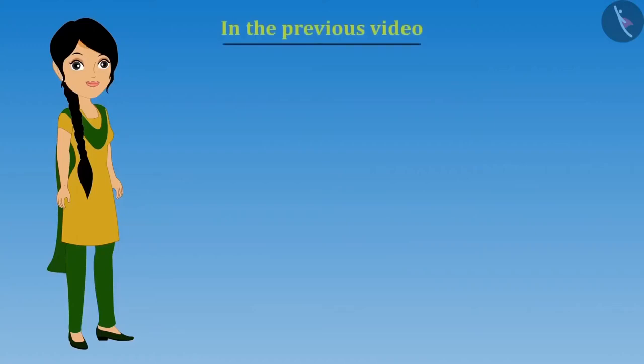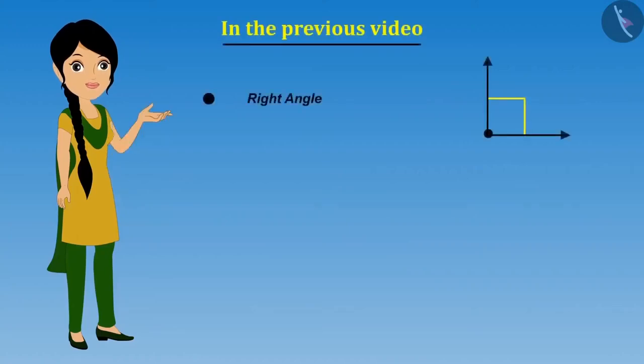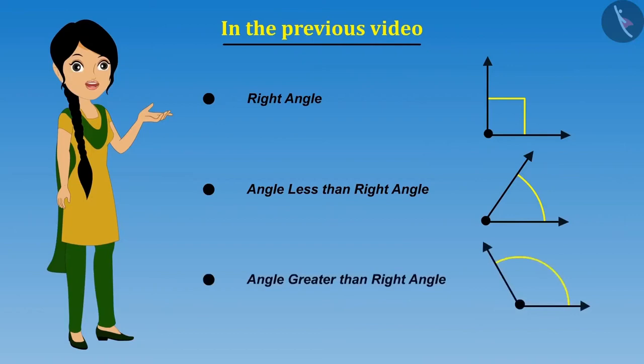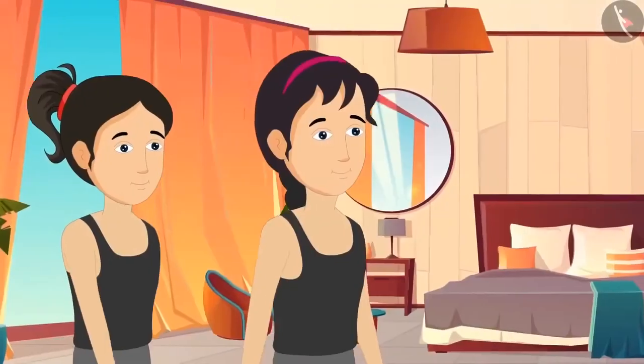Hello friends. In the previous video, we have learned what a right angle is, what an angle less than a right angle is, and what an angle greater than a right angle is, along with Riva and Meena. In this video, we will identify all these angles formed in different objects along with Meena and Riva.